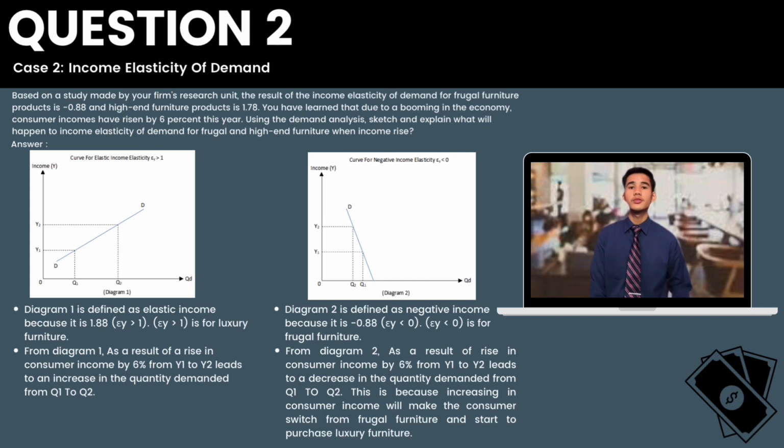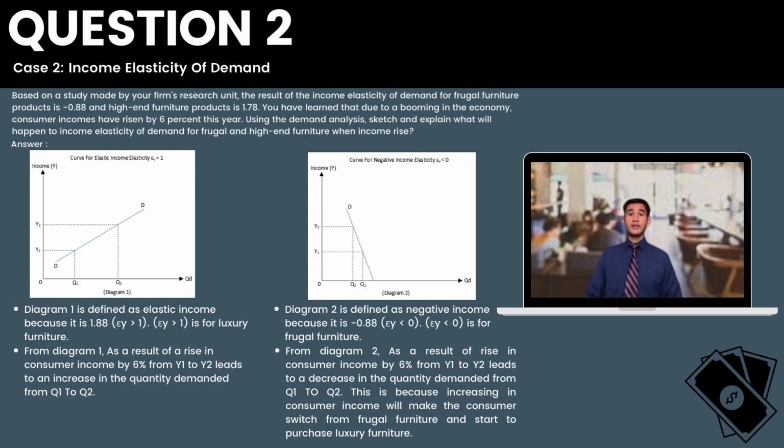So for question number 2, based on a study made by your firm's research unit, the income elasticity of demand for frugal furniture products is negative 0.88 and for high-end furniture products is 1.78. You have learned that due to a boom in the economy, consumer incomes have risen by 6% this year. Using demand analysis, sketch and explain what will happen to the income elasticity of demand for frugal and high-end furniture when income rises. So guys, diagram 1 is the curve for elastic income elasticity which is greater than 1, while diagram 2 is the curve for negative income elasticity which is less than 0.